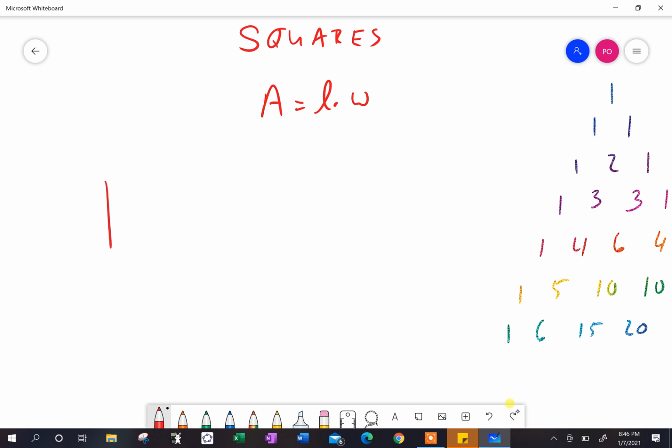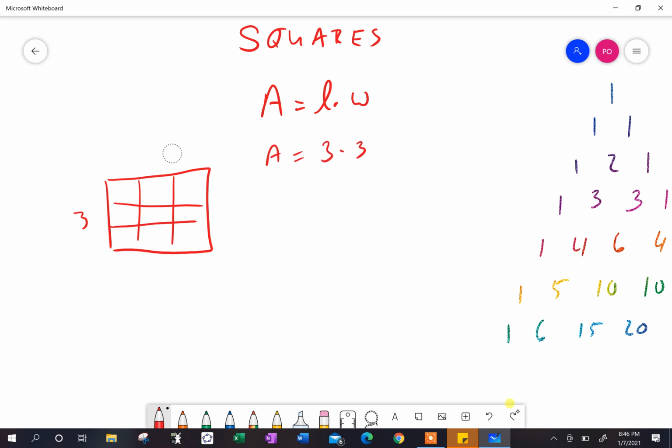The number 9 is a perfect square because it is 3 by 3, and so its area equals 3 times 3, which is really 1, 1, 1, 1, 1, 1. And if you count them, 1 square, 2 squares, 3 squares, 4 squares, 5 squares, 6 squares, 7 squares, 8 squares, 9 squares, which is why we get 9 square units. So I'm going to write 9 units squared.